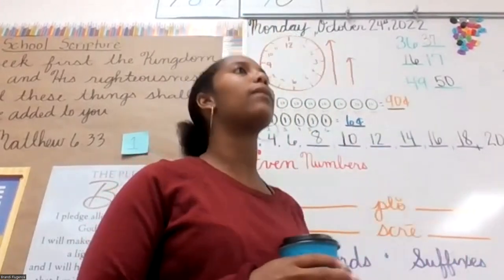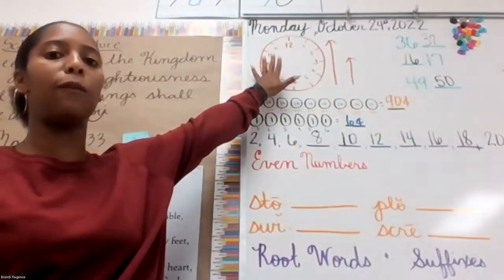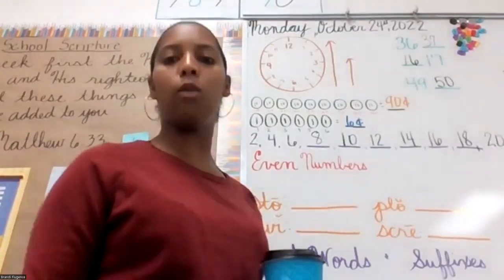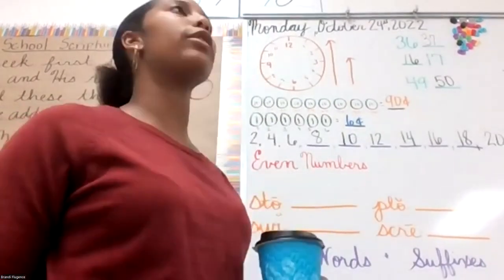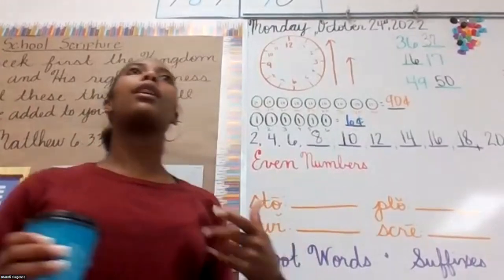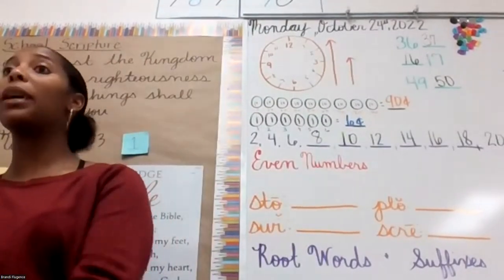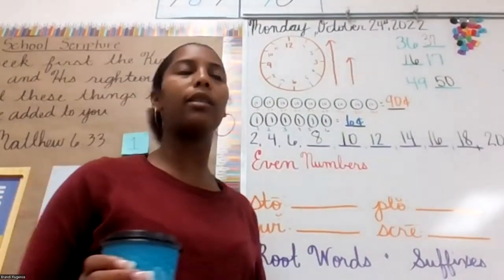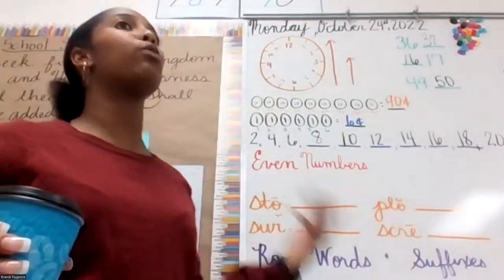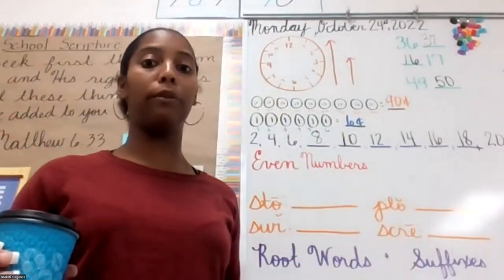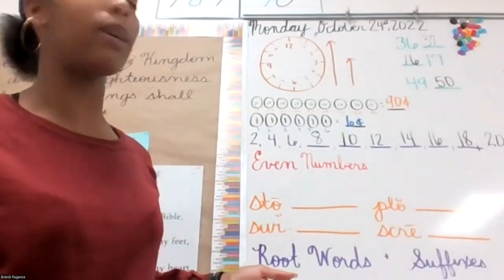There are two different types of clocks. There's the clock that we read that has the face, and then there's a digital clock, which usually is on a phone or something like that. Those clocks are usually a lot easier to tell time because they tell you exactly what time it is. But with a clock like this, we have to know how to properly read the clock so that we can tell the right time.